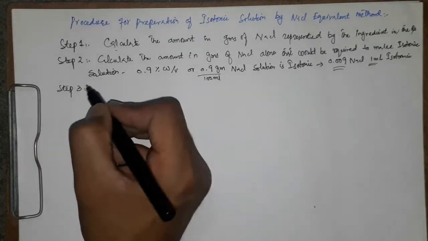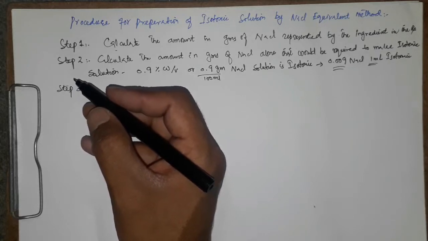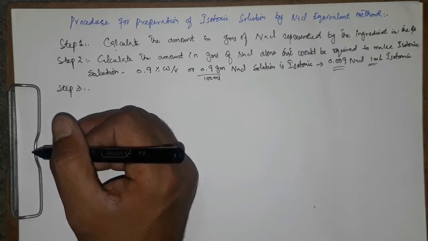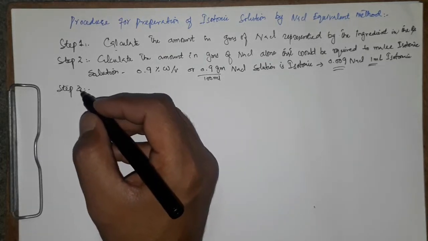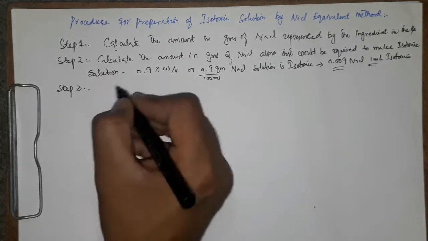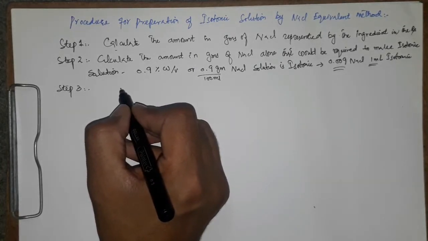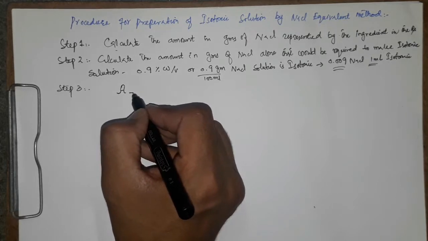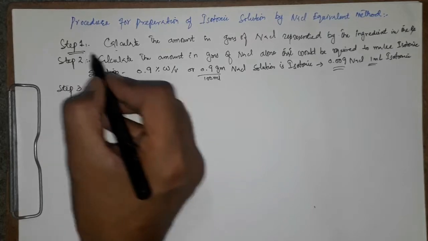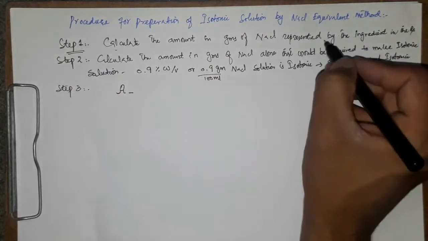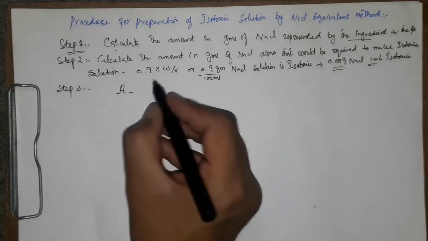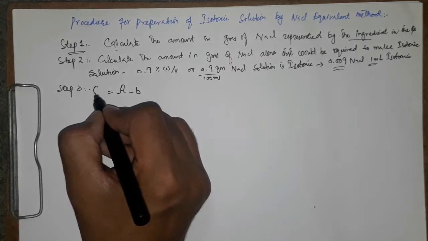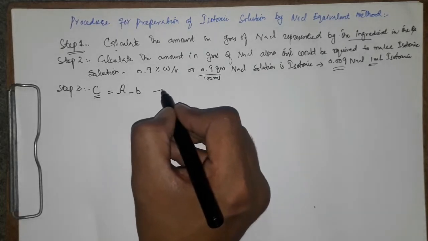What is step 3? In step 3, we subtract the amount of sodium chloride represented by the ingredients. For example, the amount of sodium chloride needed to make the solution isotonic is represented by A, and the amount in gram of sodium chloride represented by the individual ingredient or by all ingredients is B. So we will subtract B from A to get C, the quantity of sodium chloride to be added.